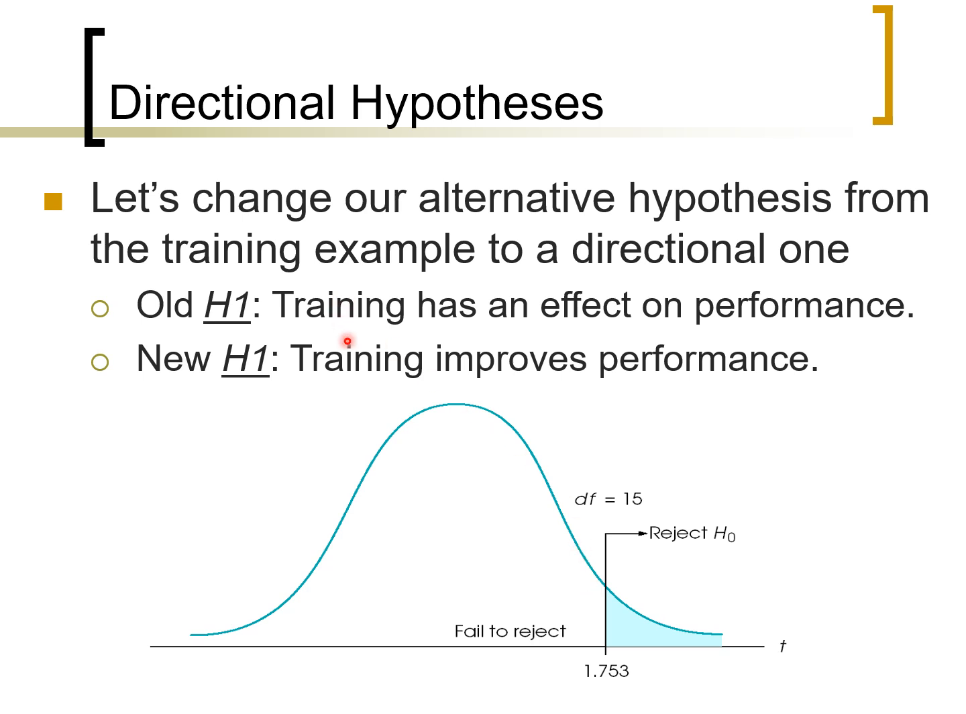And notice our hypotheses have changed in terms of our phrasing. The old alternative hypothesis said training has an effect on, and now we're saying training improves. And again, our t was positive, so we would still reject the null hypothesis in this case.